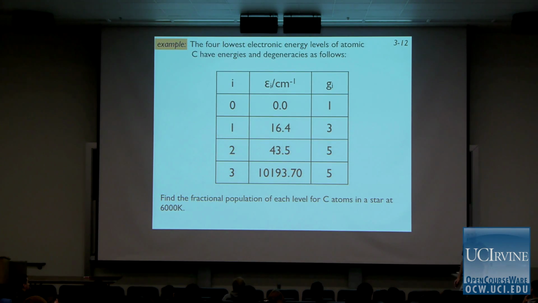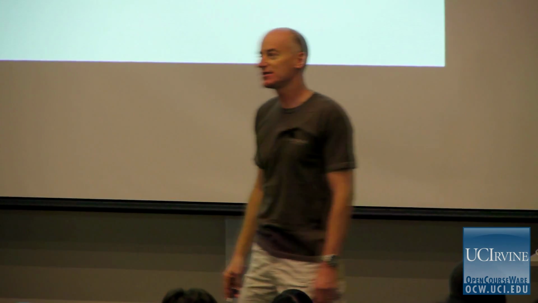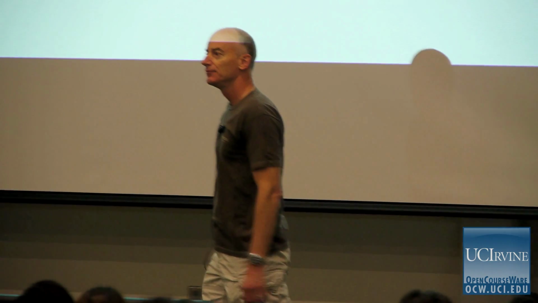Let's do another one. These are the electronic states of carbon, it turns out. Here are the energies. Here are the degeneracies of those states. Now what we want to do is calculate the fractional population of every single one of these levels at 6,000 degrees Kelvin, which is the temperature of the sun. Now, we've got carbon atoms in the sun. What electronic states are they in?